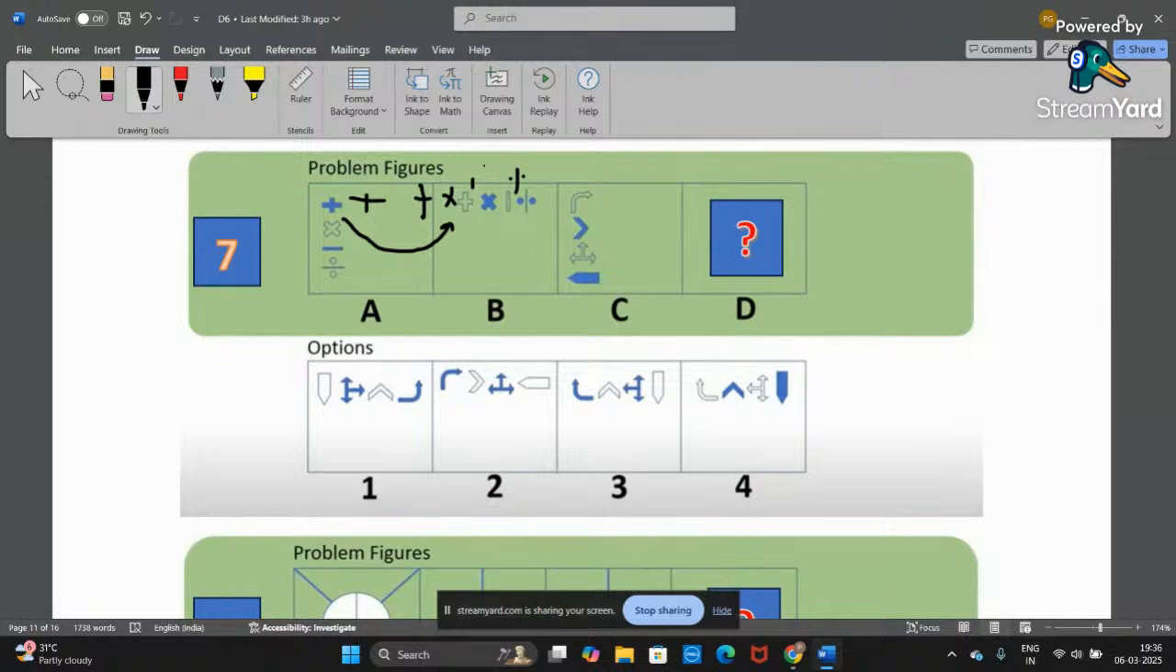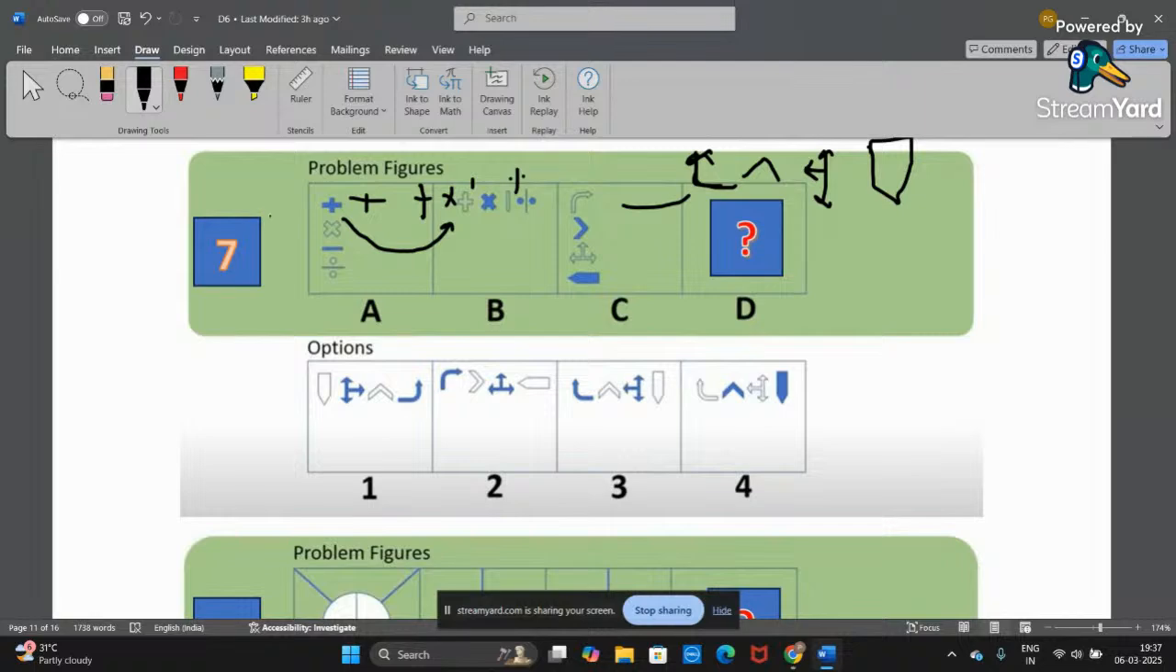Now this should be tilted upward. How should it be tilted? Like this, right? This option should be tilted like that. And the second one should be like this. And the third one should be like this. And the fourth one should be like this.